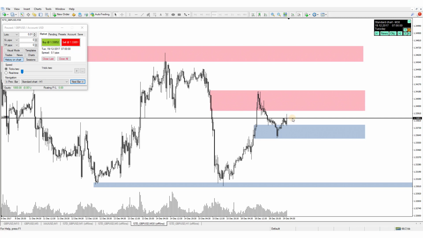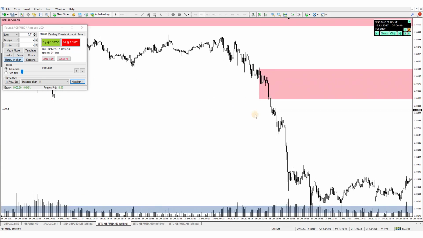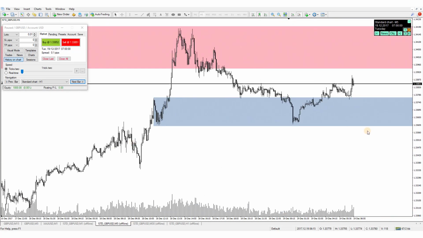So I'm waiting, as this is a very important part of trading, to not rush the charts, to wait. If I have marked two important zones, I am not taking trades in the middle. So now let's see what M5 is telling us.